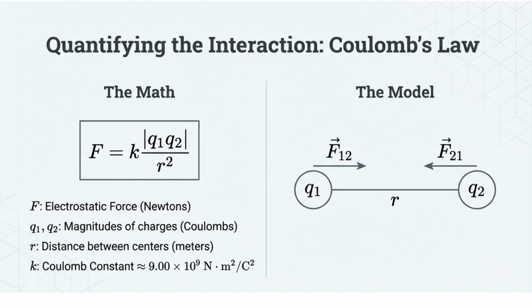Coulomb's law quantifies the interaction between point charges. The electrostatic force F equals the Coulomb constant K times the product of the magnitudes of the charges Q1 and Q2 divided by the distance R squared. This force, F, is measured in newtons.